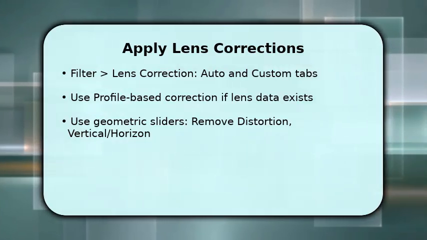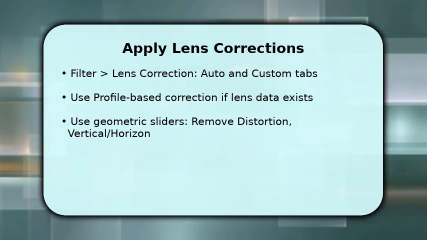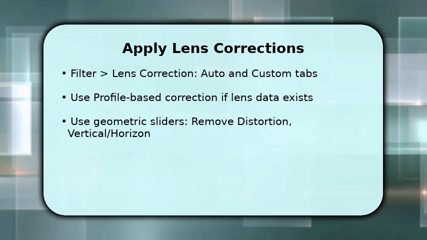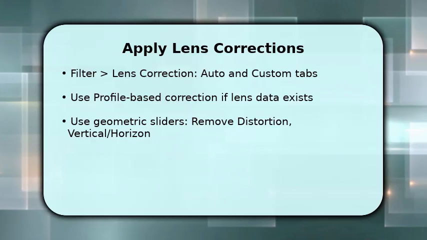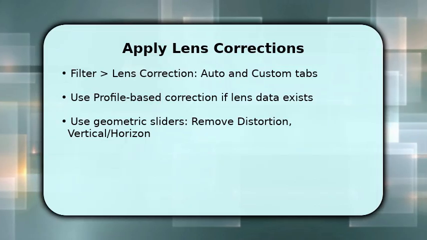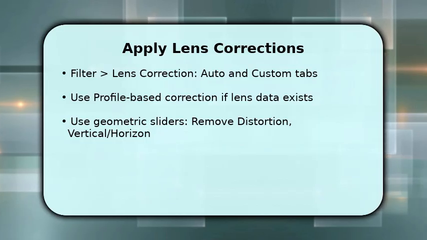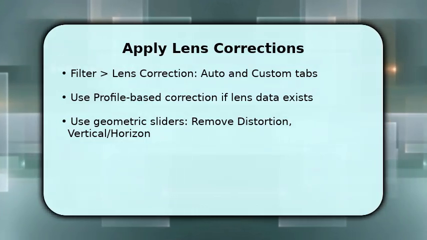Photoshop often reads the exif and applies a lens profile automatically, which fixes barrel or pincushion distortion. If profile data is missing, switch to Custom and use the Remove Distortion slider while watching grid or guides. Small steps work best. Then correct vertical and horizontal perspective with transform controls to square up lines. Make sure to keep the image as a smart filter so you can revisit these adjustments later.